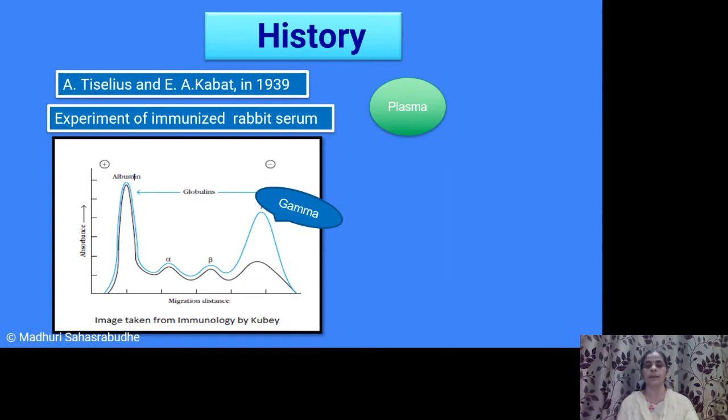The antibody activity is shown in the gamma fraction and therefore they are called gamma globulins. To remember this, we must remember the two very important terms, plasma and serum. Plasma is blood minus blood cells, whereas serum is that fraction, that watery portion which comes out after coagulation of the blood, that is after clotting of the blood.